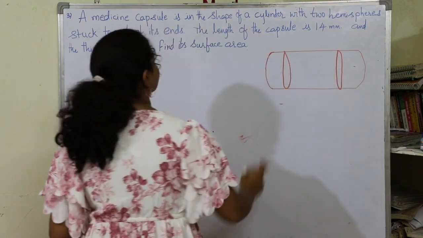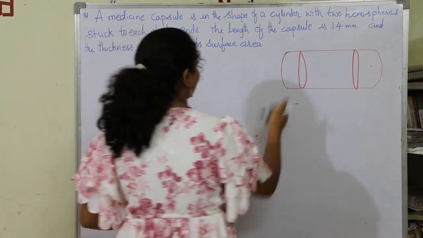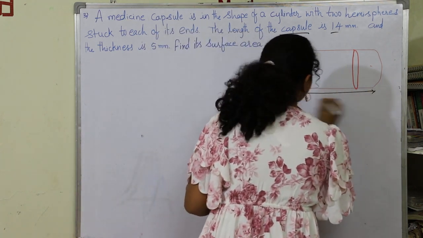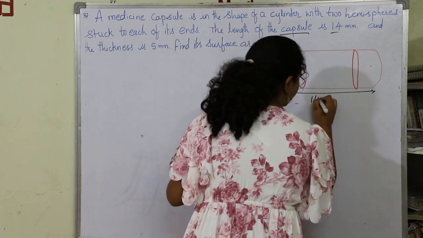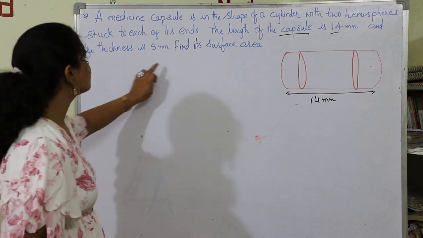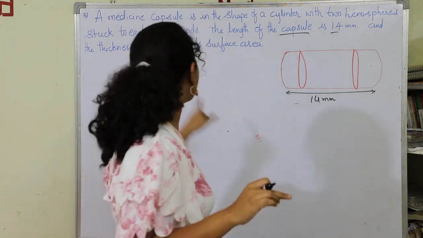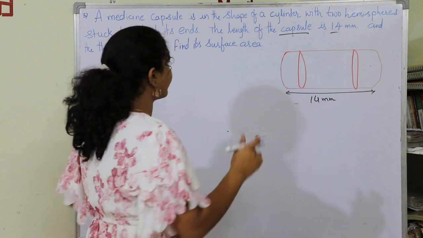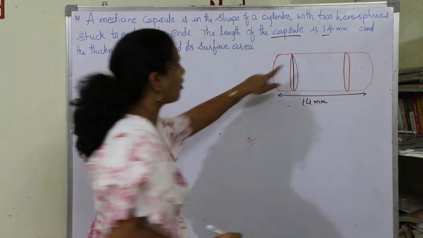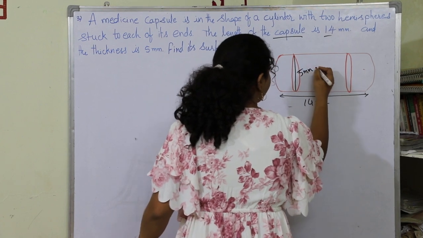Now here the question is what? The length of the capsule is 14 millimeters. So you have a capsule and the length of this total capsule is 14 mm. And the thickness is 5 millimeters. The thickness means width. So the width of the capsule, let me take it as the diameter. So the diameter of the given cylinder is 5 millimeters.